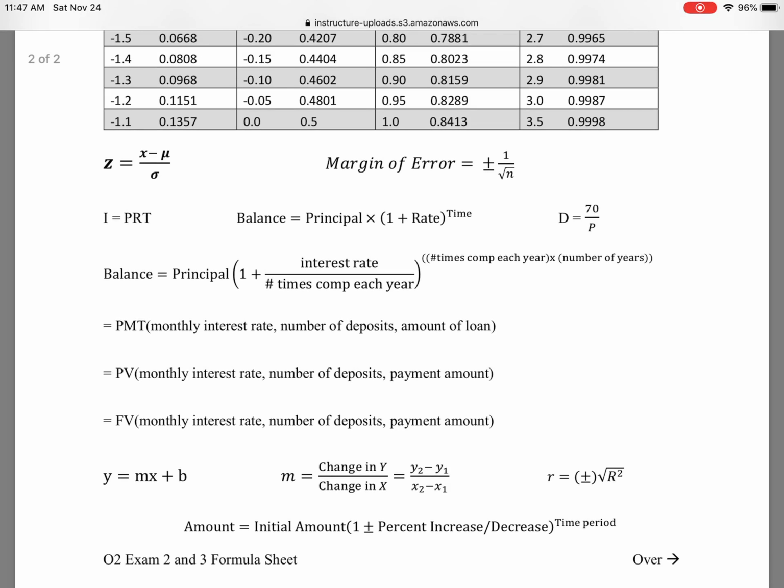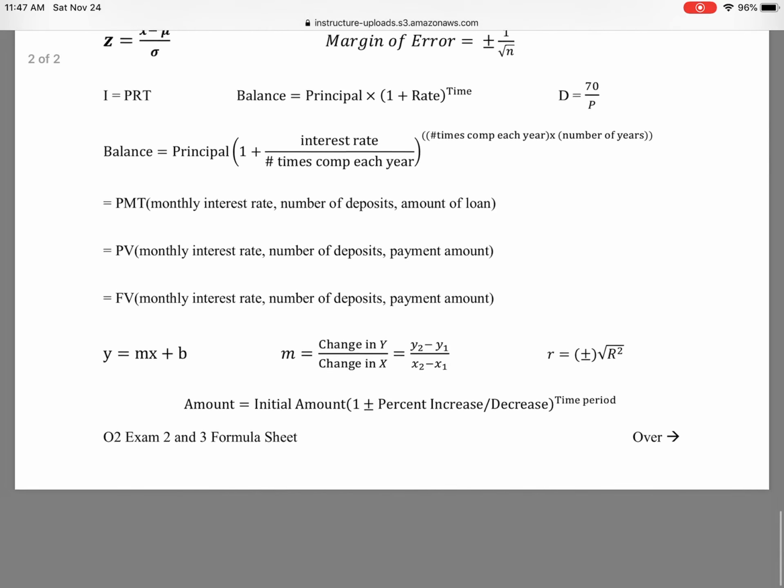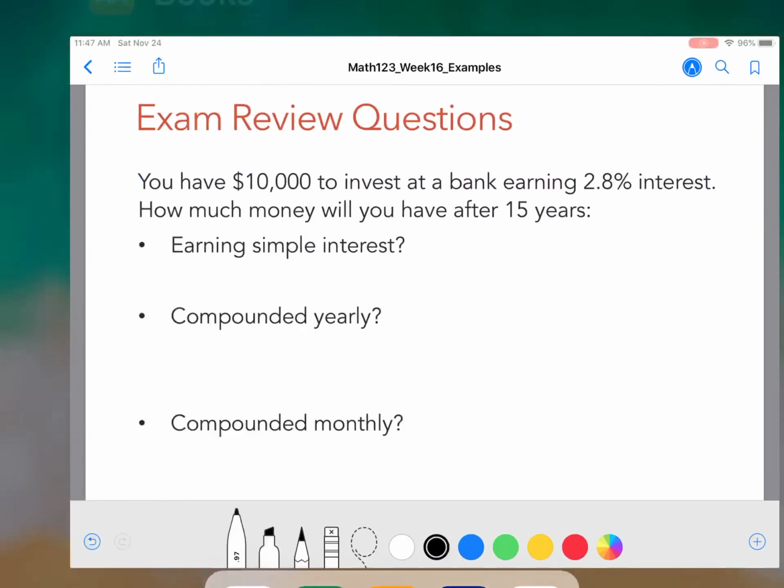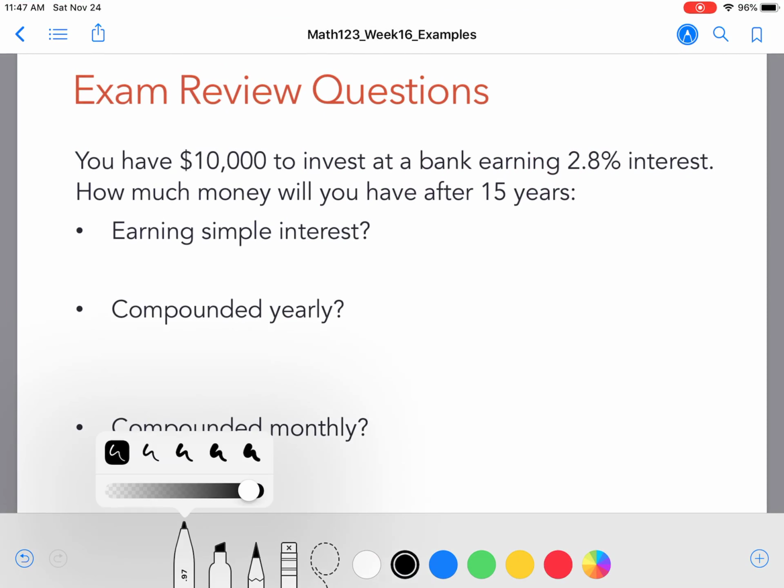There's I equals PRT. That's going to be this one that I kind of have in the middle here. And then there's the one right next to it that's balance equals principal times 1 plus rate to the power time. That one's also going to be helpful. And then there's the one right below it that looks really long and kind of complicated, but actually isn't too bad. So those are the 3 that we're going to be using here. So let me go back to our question. So it says you have $10,000 to invest.